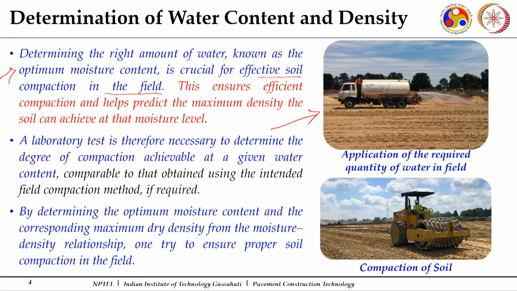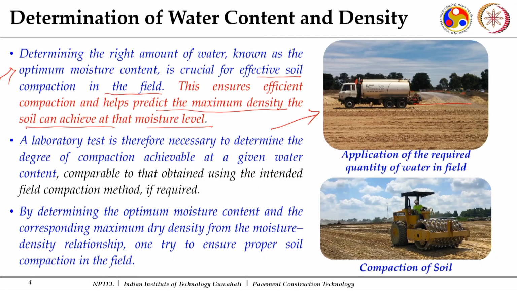The right amount of water content for a given soil is crucial for effective soil compaction in the field, because you need to attain a targeted density. The density is important. This ensures efficient compaction and helps us to predict the maximum density the soil can achieve at that moisture, and we want to know how much is that maximum density achievable at the optimum moisture content. So, optimum moisture content itself is the moisture content which gives you the maximum density. There are two terms: one is optimum moisture content, and corresponding to it we have the maximum density, and the density referred to is the maximum dry density.